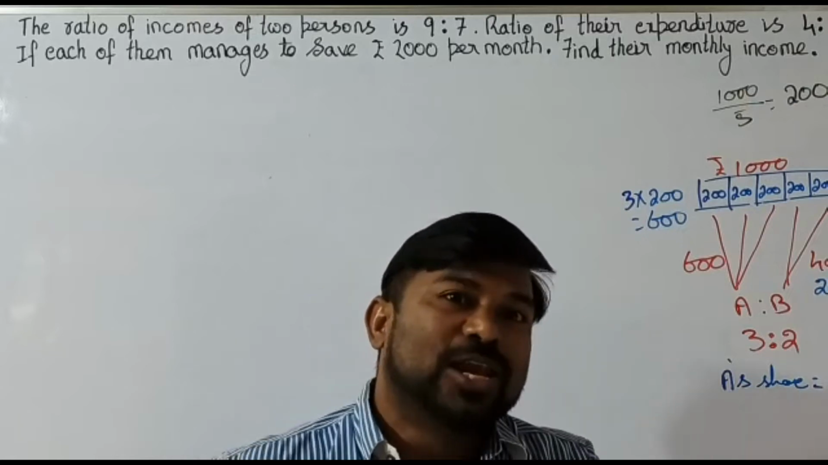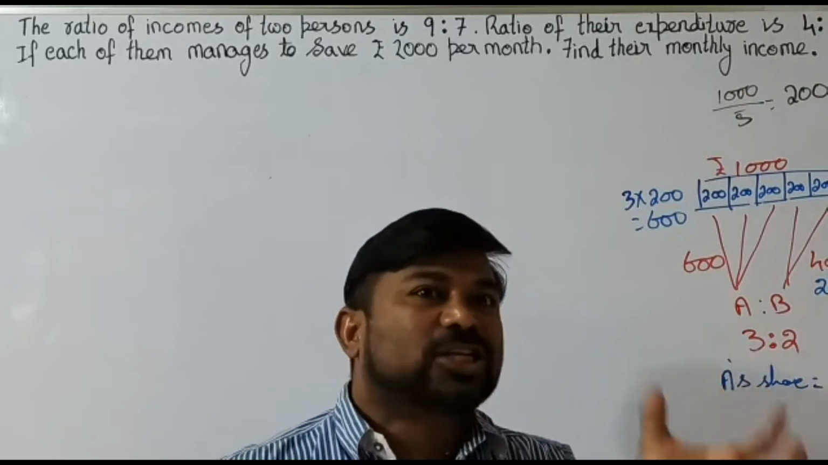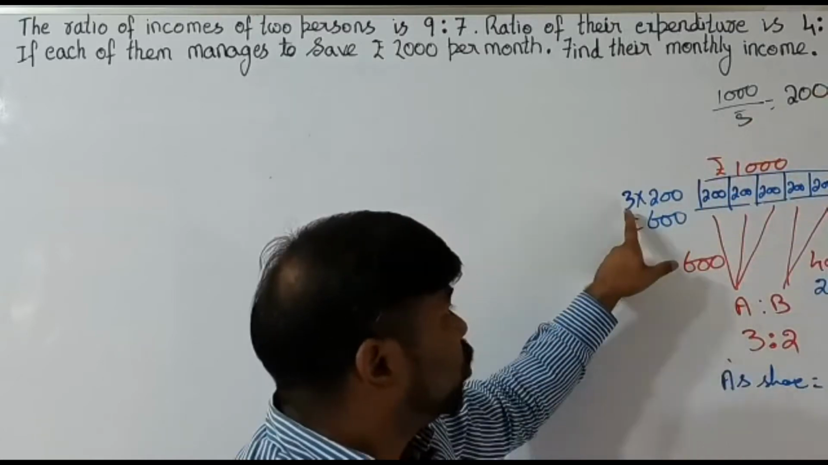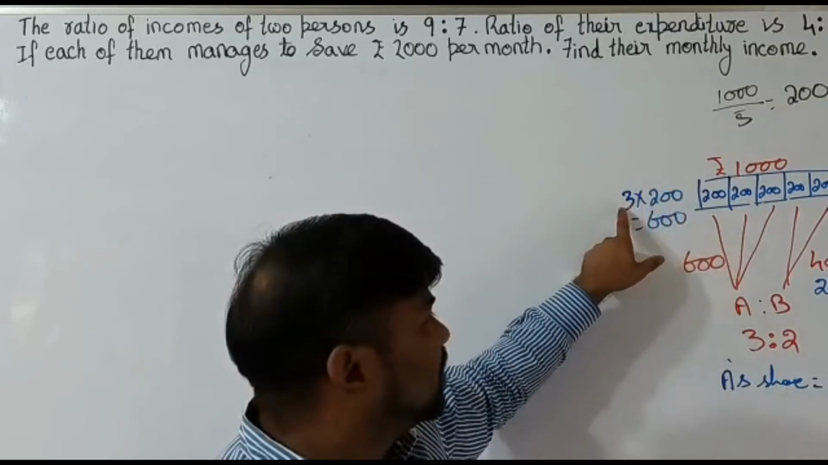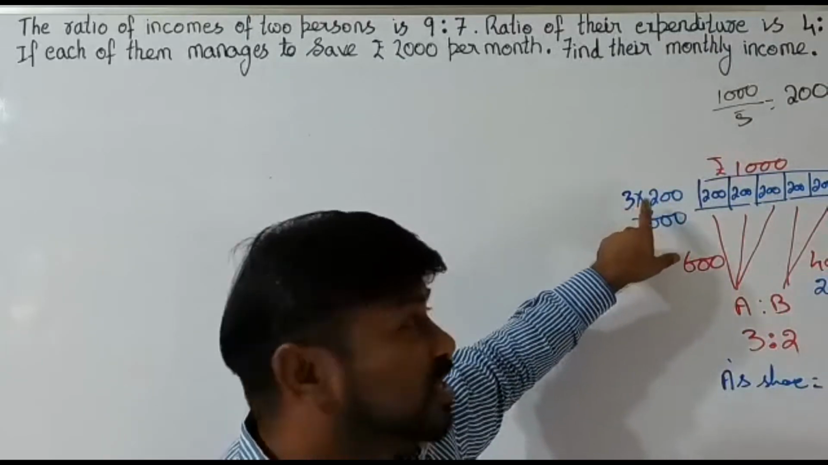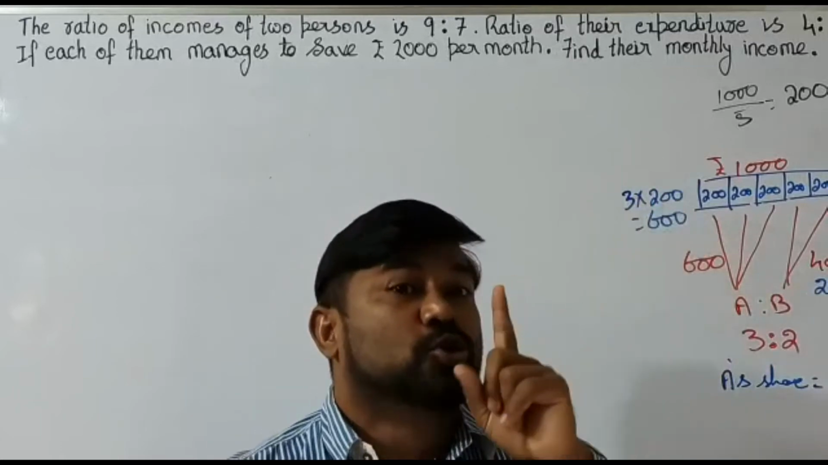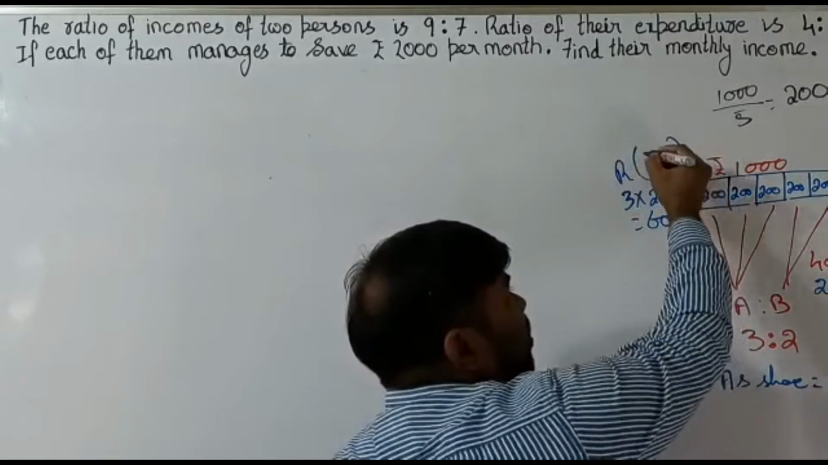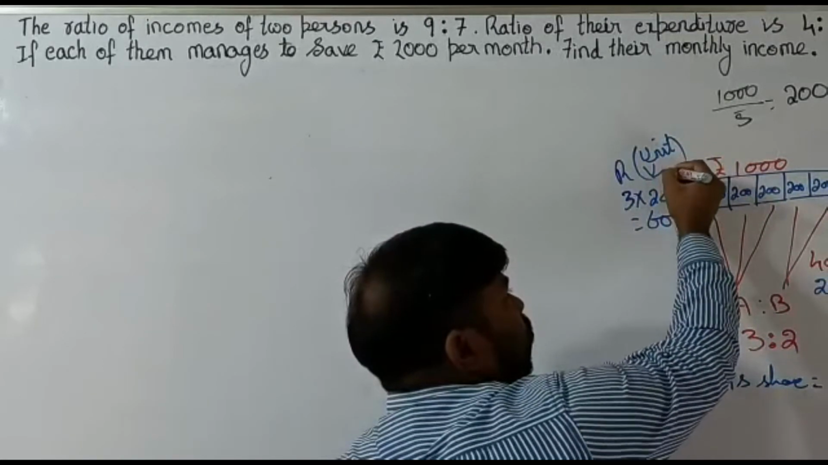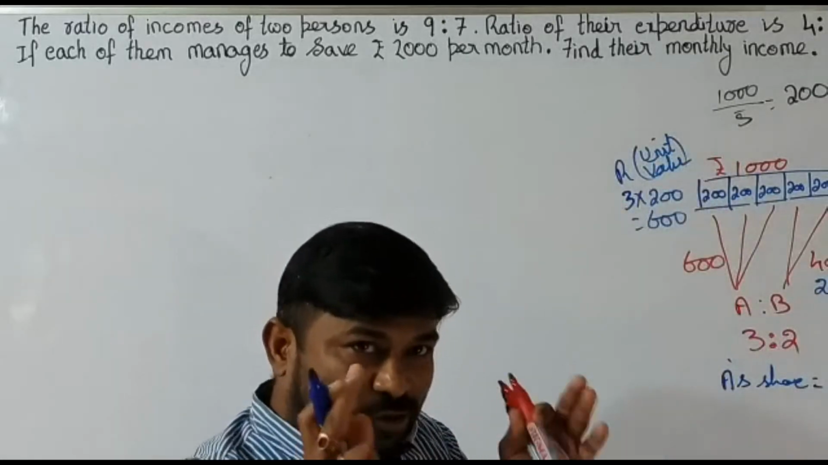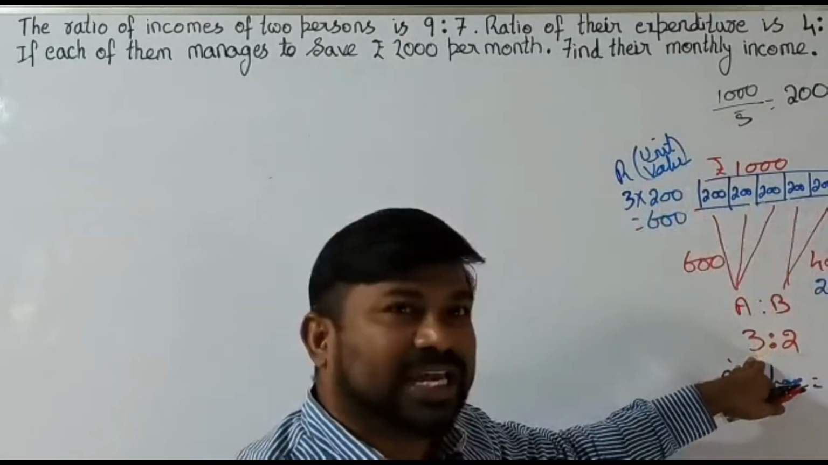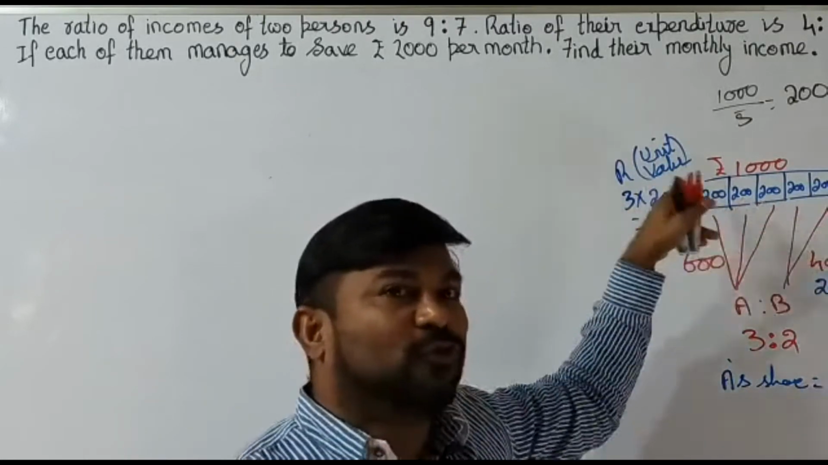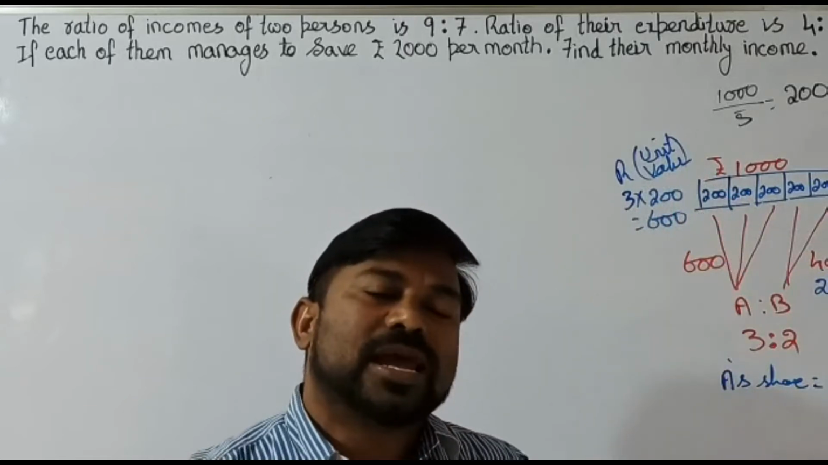Means if you know the unit value, we can find out the actual amount. How did you get the actual amount? Ratio into unit value. What is this? It's nothing but ratio, times, what is the 200? Unit value. You have to remember. So 3 is the ratio, times the unit value. You got it? If you want to know the total amount A is getting, it will be given in the ratio, but you should know the unit value. If you know the unit value, then you can calculate the amount A is getting.